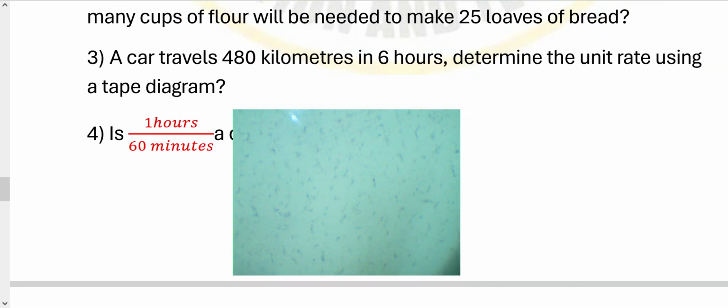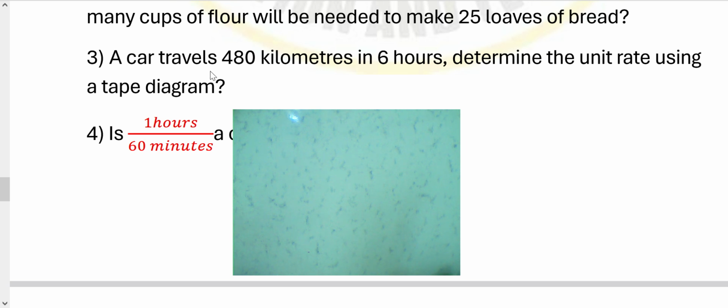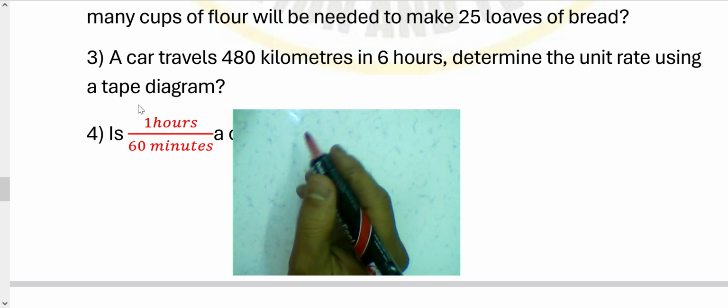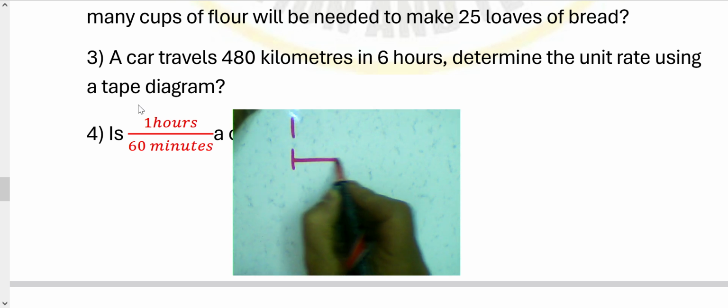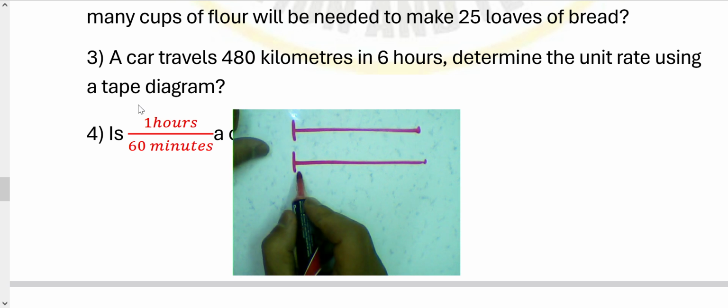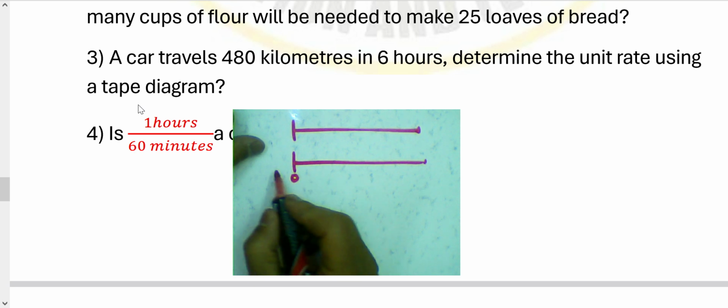Next question, number 3. A car travels 480 kilometers in 6 hours. Determine the unit rate using the tape diagram. If you want to find the unit rate by using a tape diagram, we can draw the tape diagram like this, comparing between the number of kilometers and the number of hours.